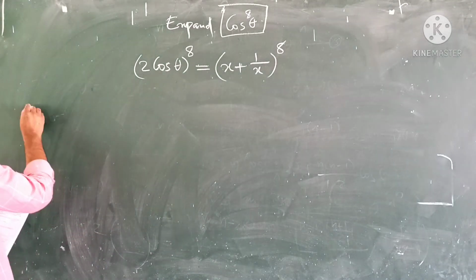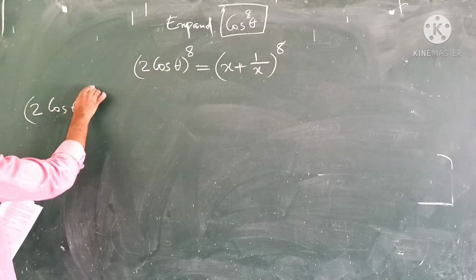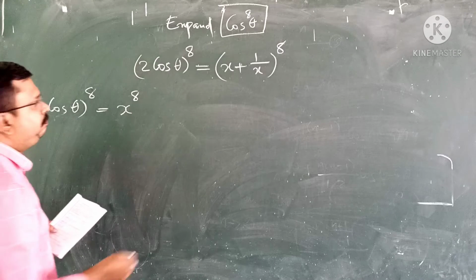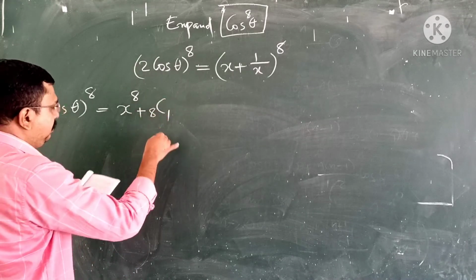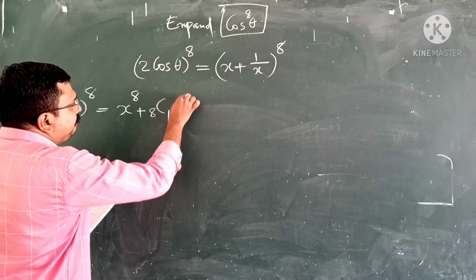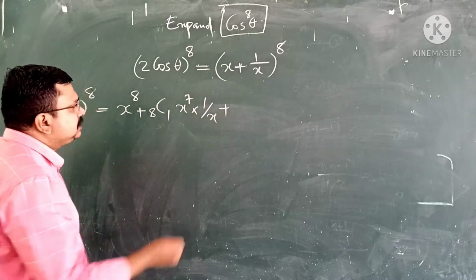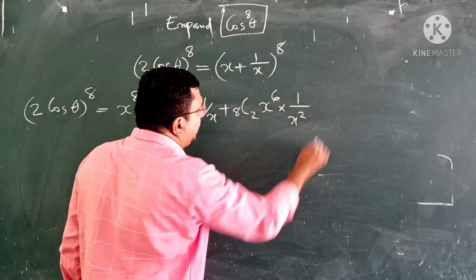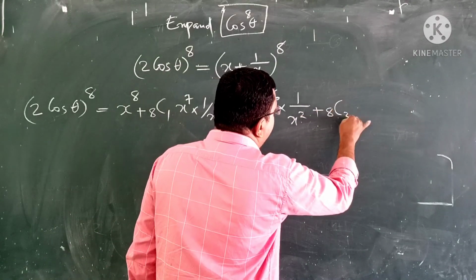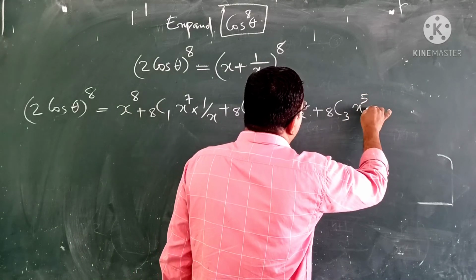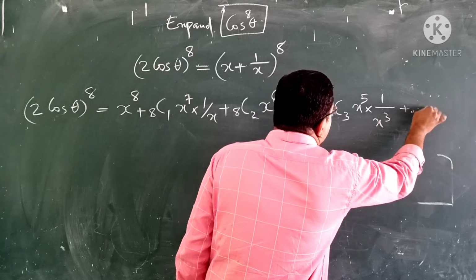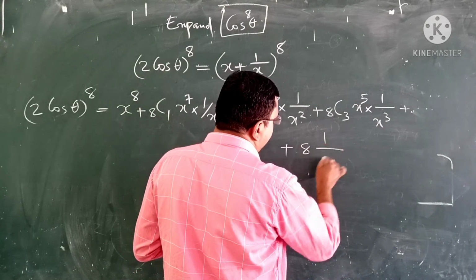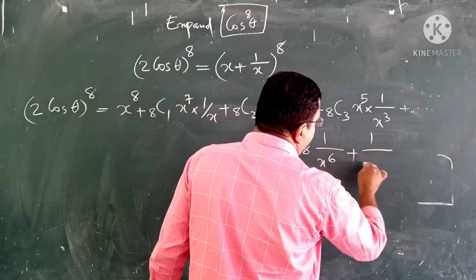(2 cos theta) the whole raised to 8 is equal to (x plus 1 by x) the whole raised to 8, which is x raised to 8 plus 8c1 x raised to 7 into 1 by x plus 8c2 into x raised to 6 into 1 by x square plus 8c3 into x raised to 5 into 1 by x cube plus, and so on, up to the last terms, 8 into 1 by x raised to 6 plus 1 by x raised to 8.